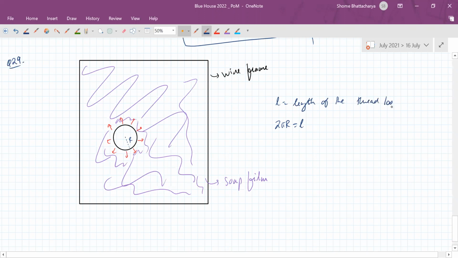Okay, so this is clear, Durgesh, why this will happen? Yes, sir. Okay. Now we want to find the tension in the thread. The surface tension of the soap solution is given to us.